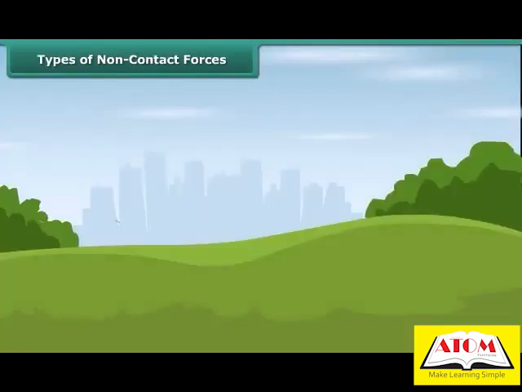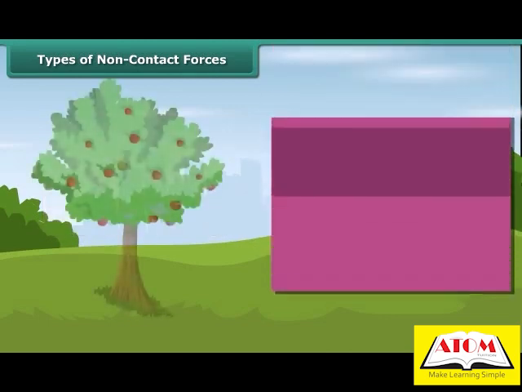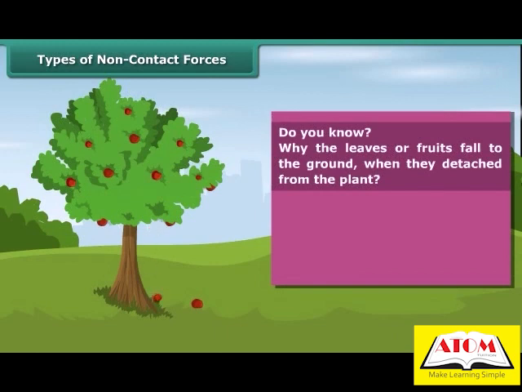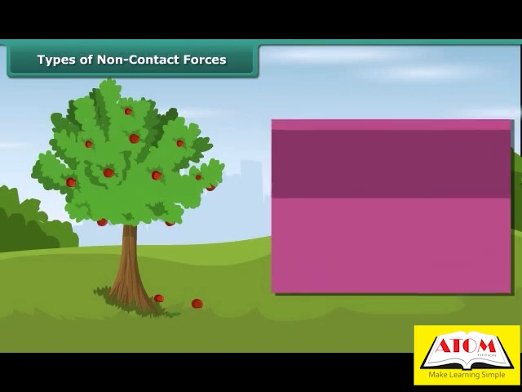Types of non-contact forces. The types of non-contact forces are gravitational force, magnetic force, and electrostatic force. Do you know why the leaves of fruits fall to the ground when they detach from the plant? This is because of gravitational force. The force due to Earth's attraction is called the gravitational force. This is an example of non-contact force.